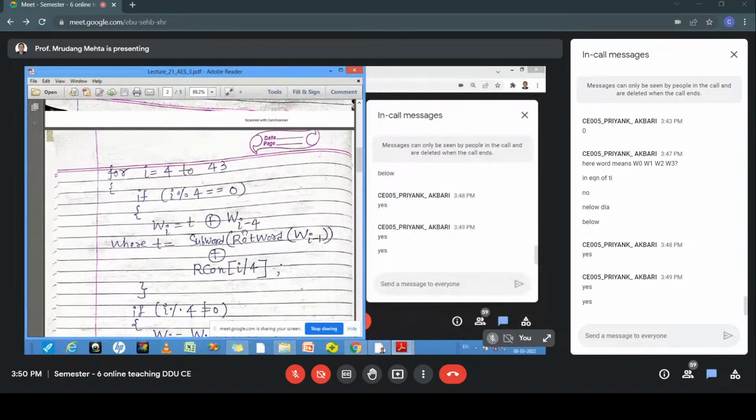So W4, and T at that time, T8, is substitute word, rotate word. First do rotation, then do substitute. Rotation of W7, 8 minus 1, W7, XOR with R constant of 8 divided by 4. So 8 divided by 4 is 2. So R constant 2. Understood this?